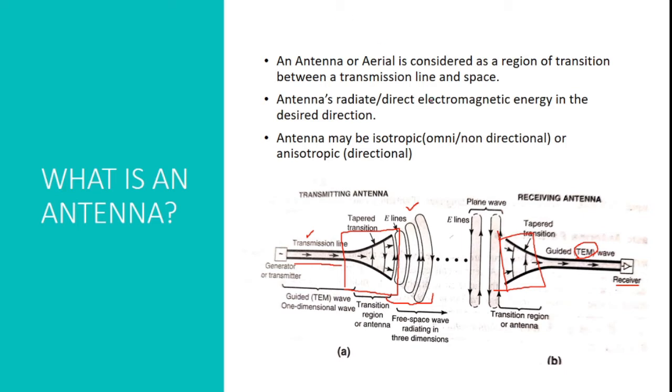The second definition of what an antenna can be: antennas radiate or direct electromagnetic energy in the desired direction. So we cannot always say that an antenna transmits in all directions. If you use your mobile phones, we do not know from which direction the radiation is coming, because I might move from one base station to another. I might receive signal from my nearest base station, so we cannot predict from where my mobile signal is coming.